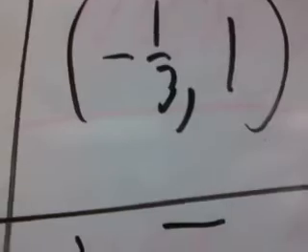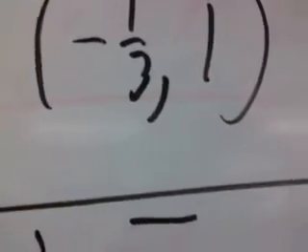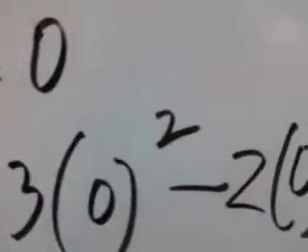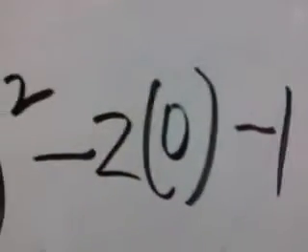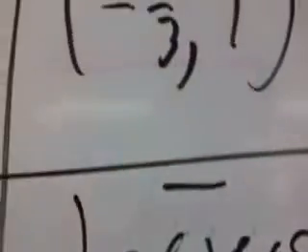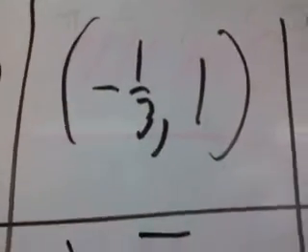And we choose a number in that interval. The easiest one is 0. So that's what I've chosen here. And I substitute 0 into f prime of x. Then we simplify that, and we find out that it equals a negative number. So that means the function is decreasing in this interval. From negative 1/3 to 1, the function is decreasing.